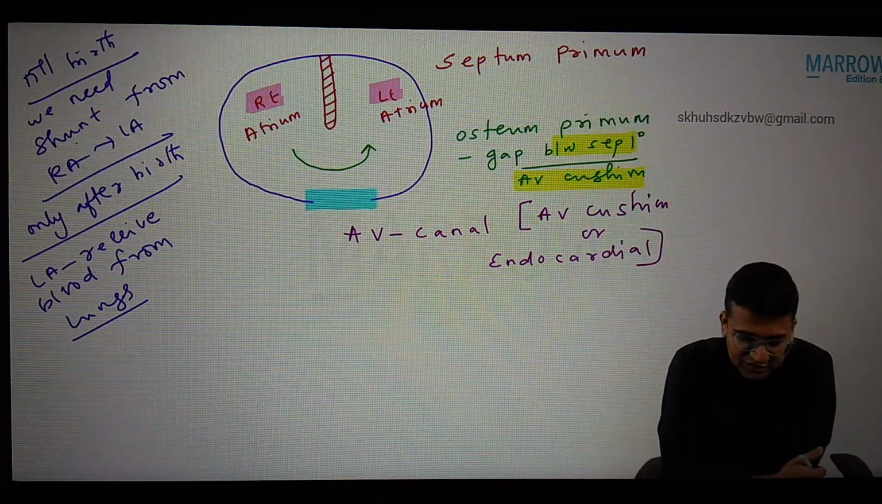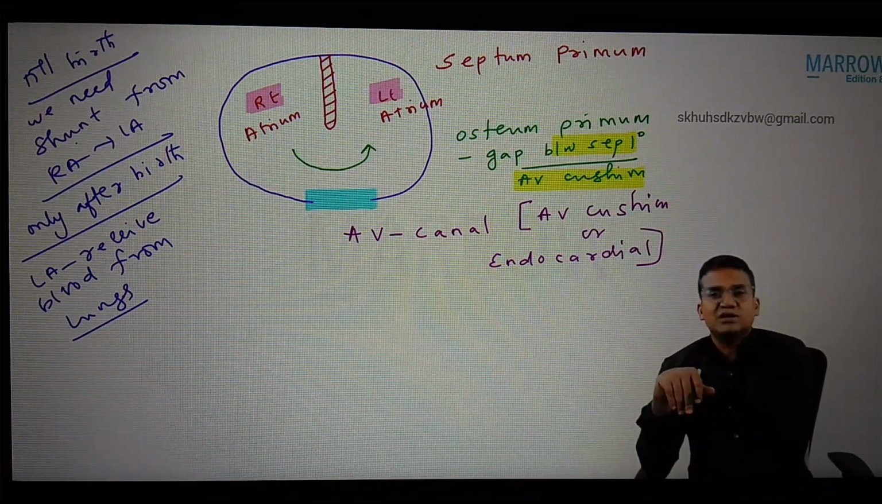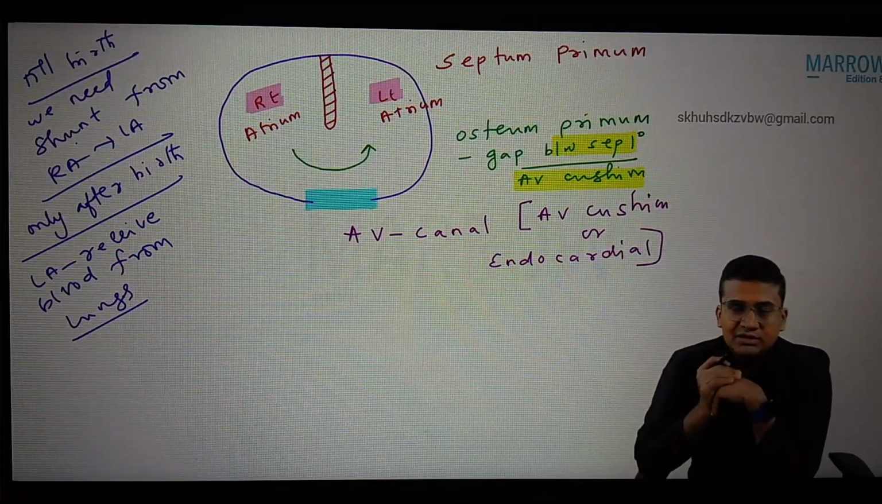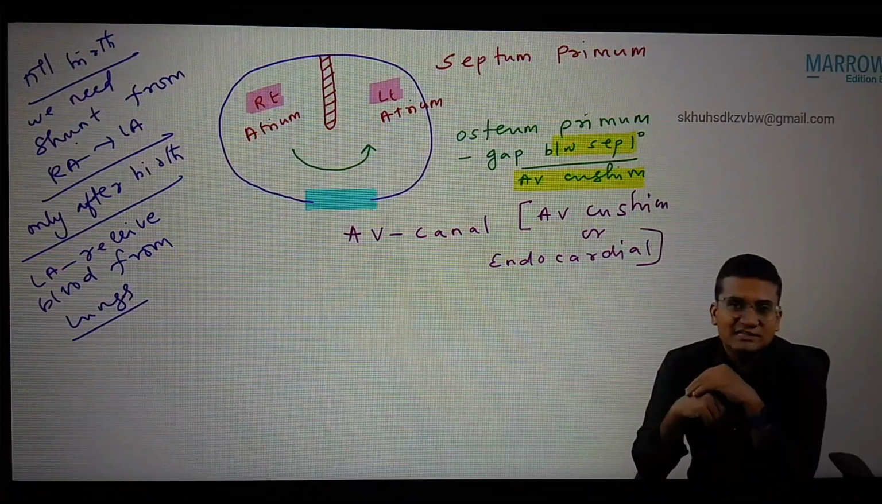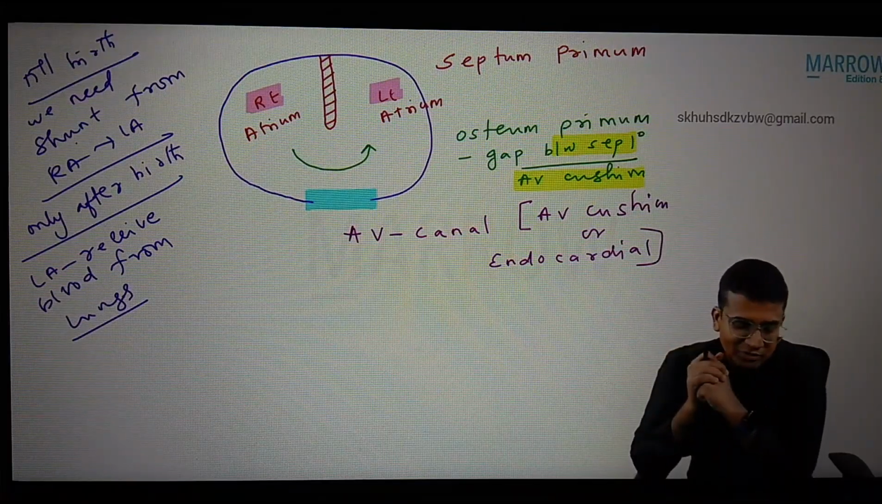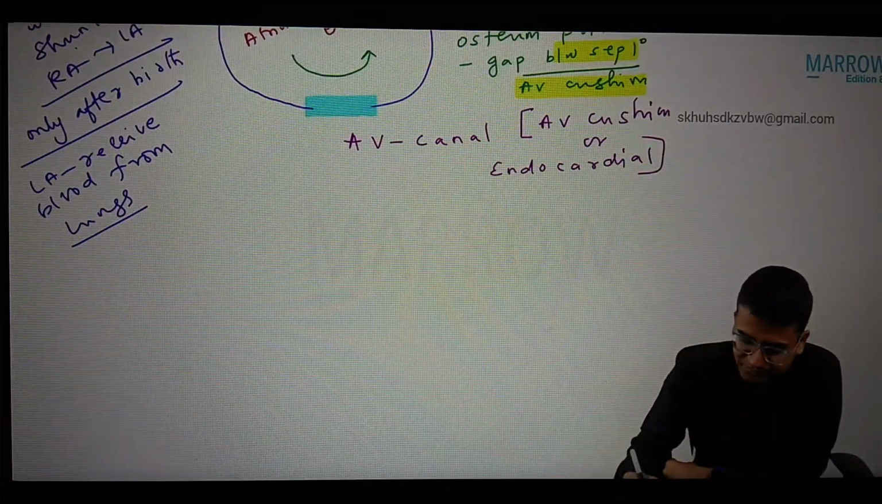Okay, right. Now I told you the septum primum will grow and fuse with the AV cushion. I told you we need a shunt. So now there will be a break in the septum primum. Through the break, the right atrium communicates with the left atrium. We'll draw the diagram for that.